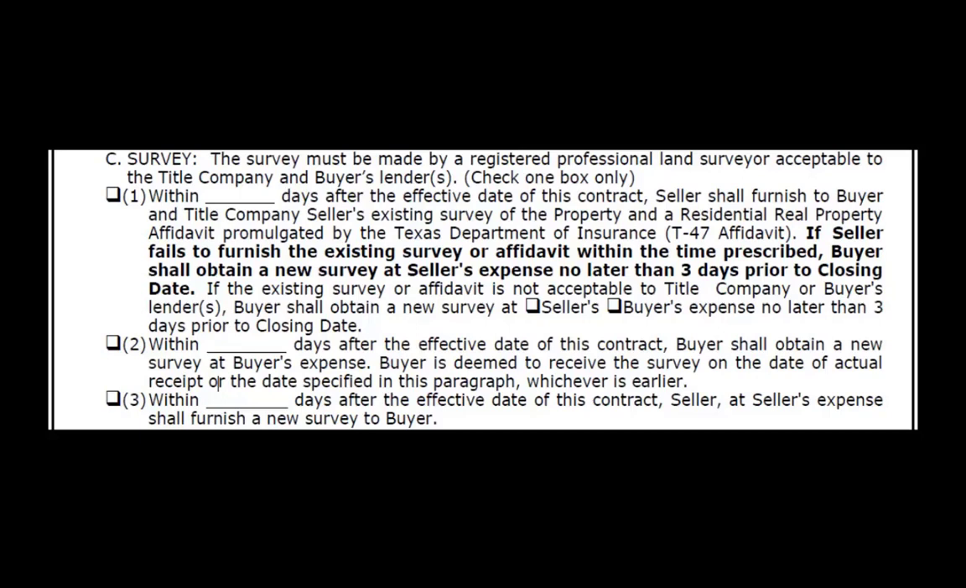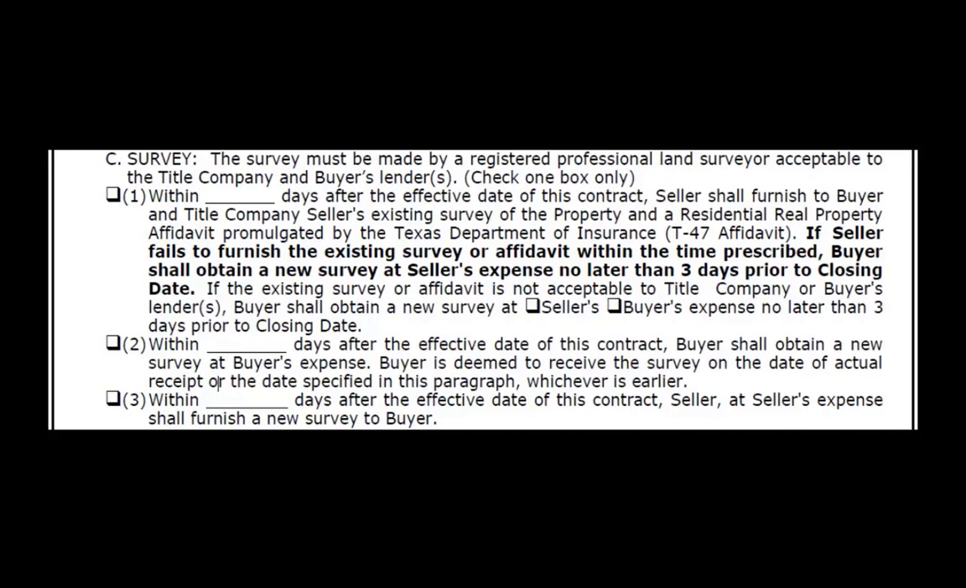Okay? If the existing survey or affidavit is not acceptable to the title company or the lender, then the buyer shall obtain a new survey. Here's your option: at the seller's or buyer's expense. Oftentimes, I see buyers selecting that the buyer would pay for it if it's not acceptable. And I think that's kind of a mistake, because on that T47 form, it doesn't say that there haven't been any changes made since the survey was drawn.